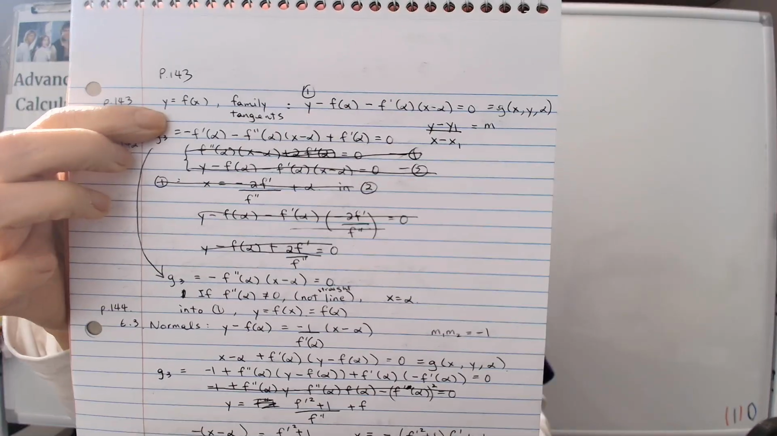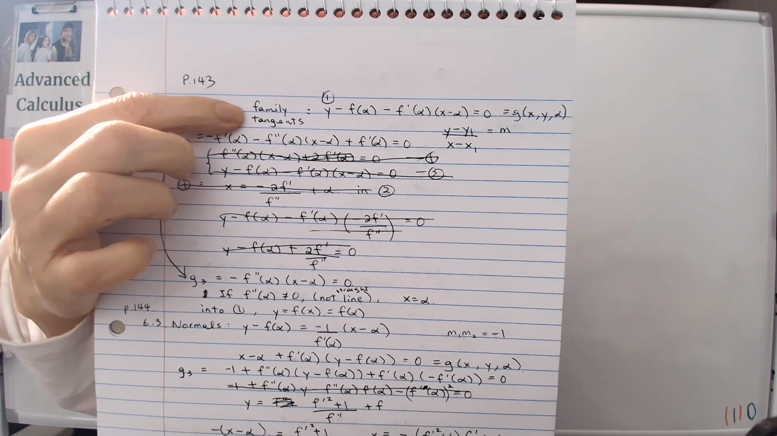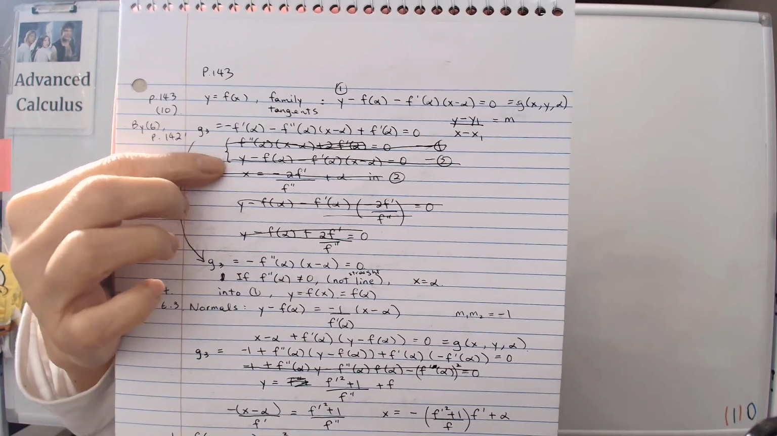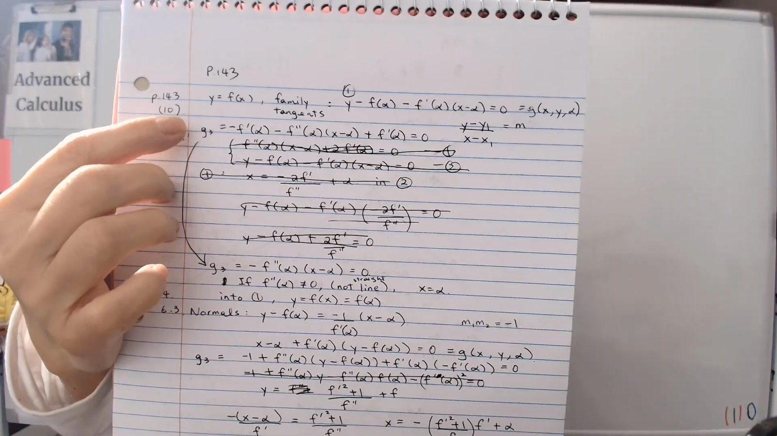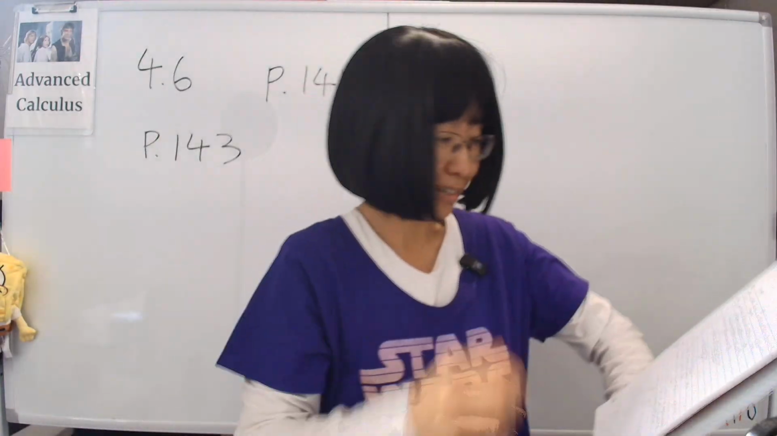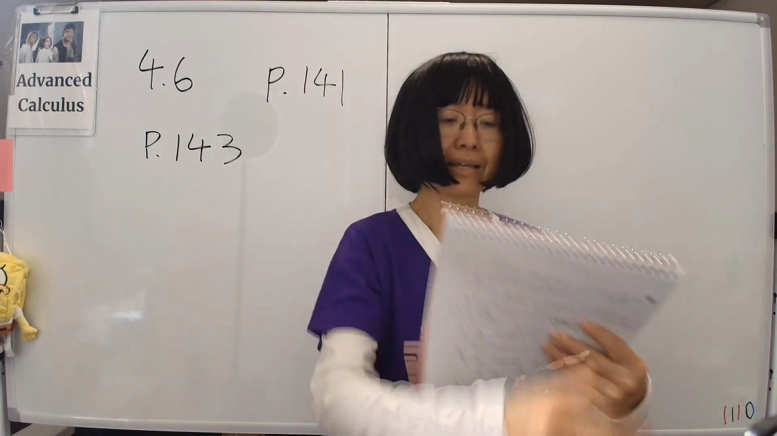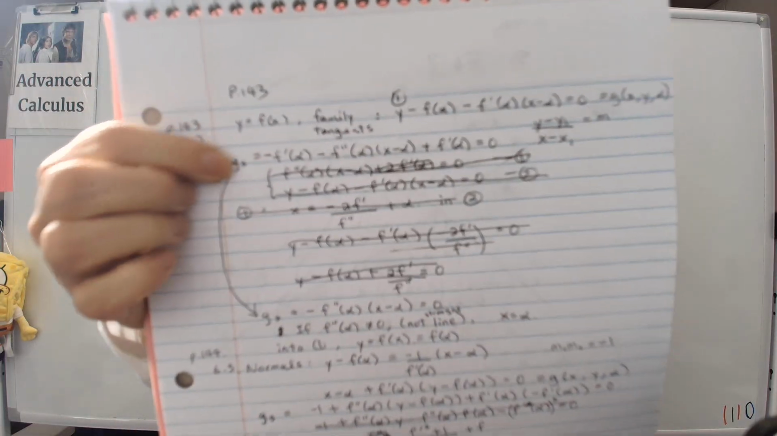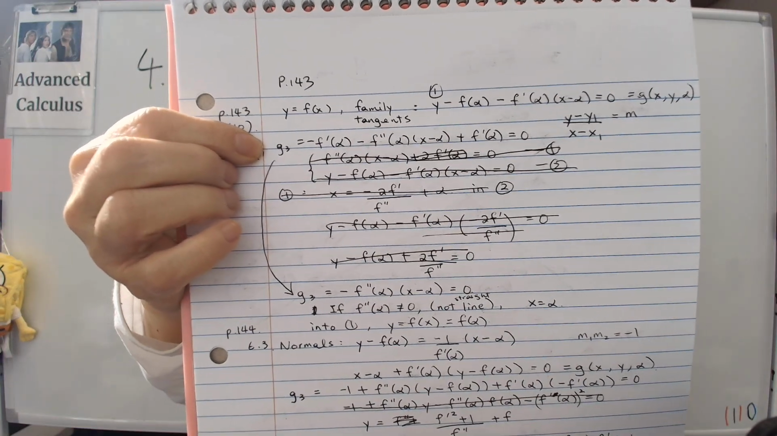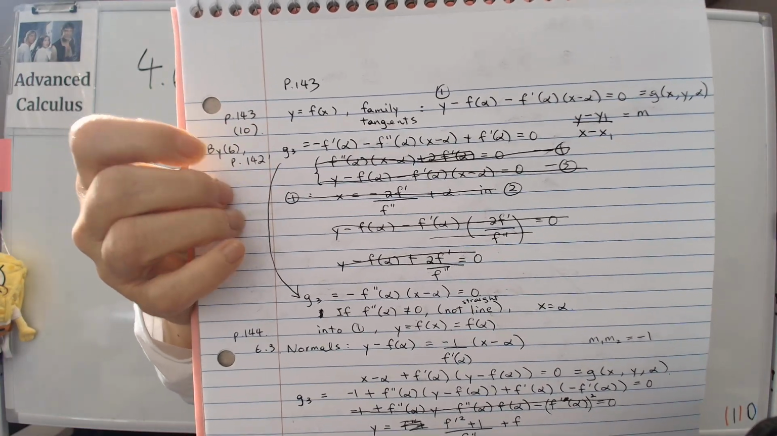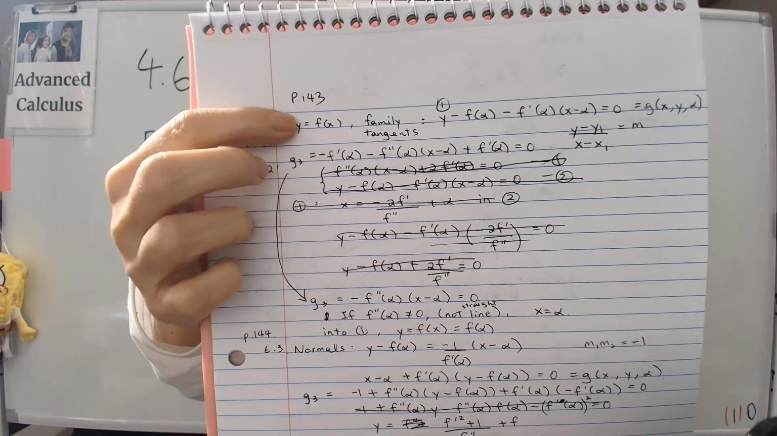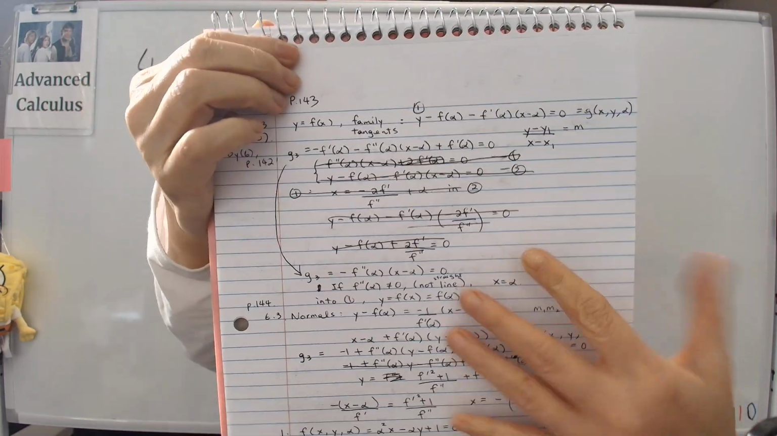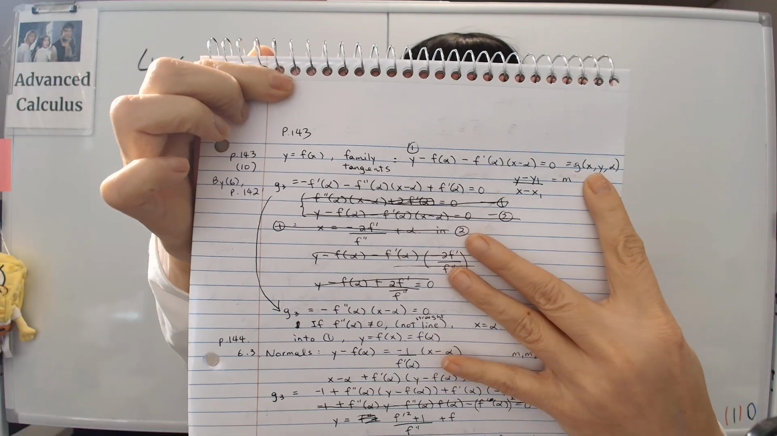So here's the function. The family of tangents is right here. And then G3 is this thing. I should mention that the reason this is G3 is because normally we would call it F3 to follow equation 6 on page 142, but this function is already called F, so I call the family G instead.